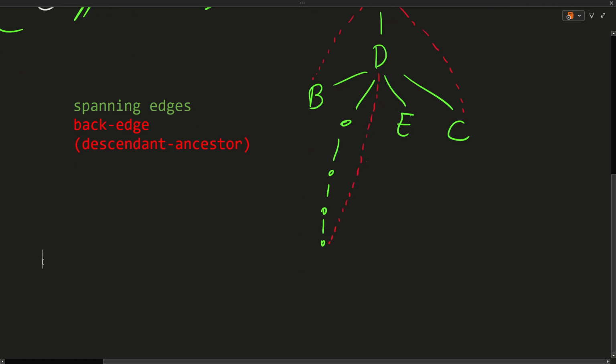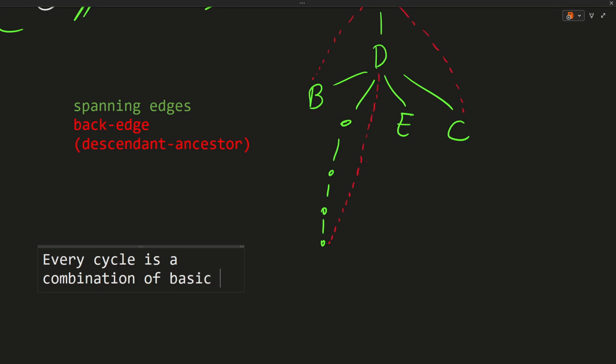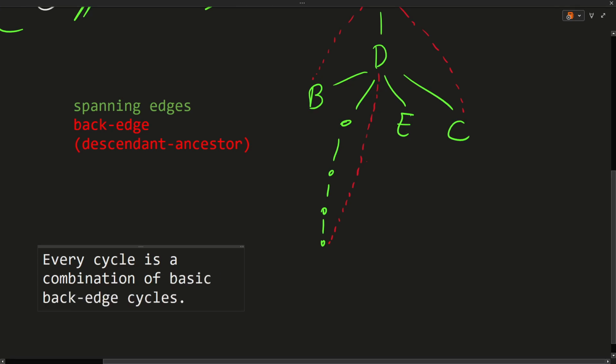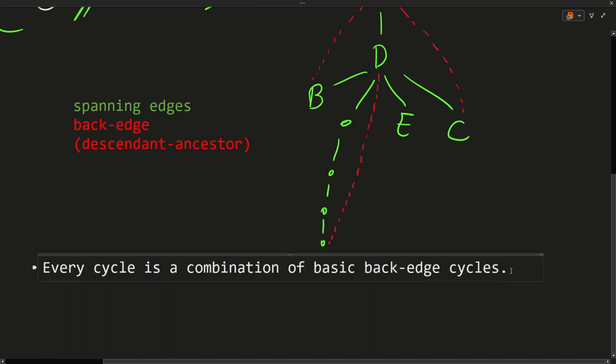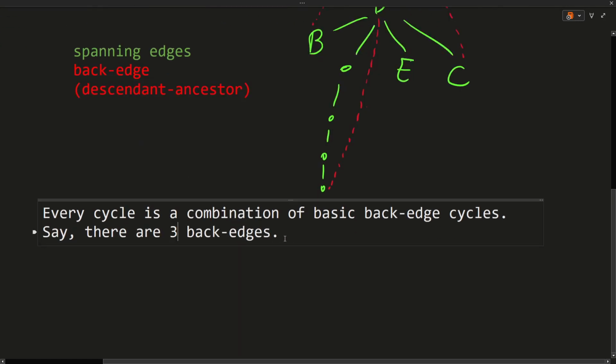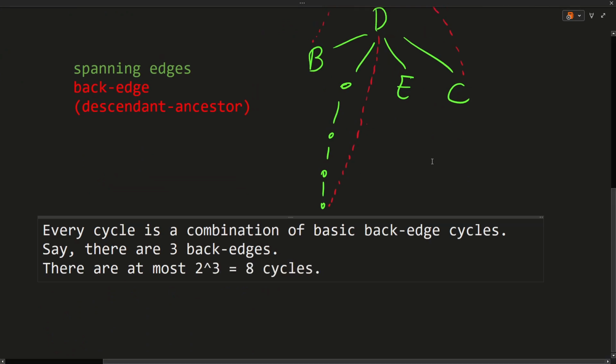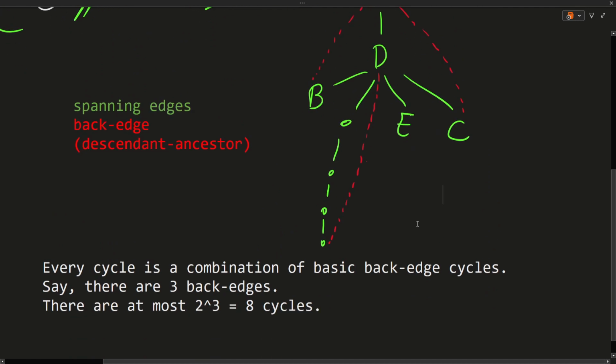Also, in some very difficult parts, you need to use the fact that every cycle is a combination of basic back edge cycles. I hope that I'm not saying something stupid now, but in particular I claim this. Let's say that there are 5 back edges. So 5 red, or here we have 3, right? We have 3. Then I claim there are at most 2 to the power 3, which is 8 cycles in total in this graph, including some repetitions.